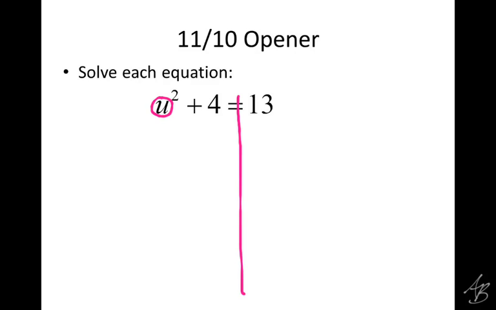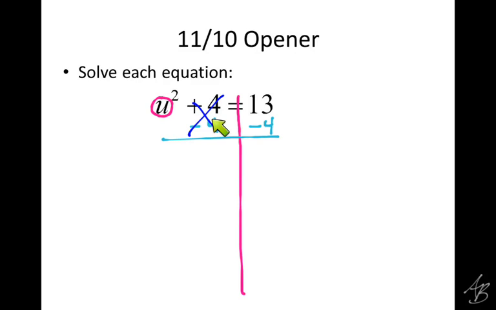The 4. So if you remember order of operations, PEMDAS, when we're getting rid of a square, that's getting rid of an exponent. So that's going to be one of the last things we get rid of since we're doing it in the reverse order. So we are going to get rid of the 4 first by subtracting 4. Most people I saw did that.